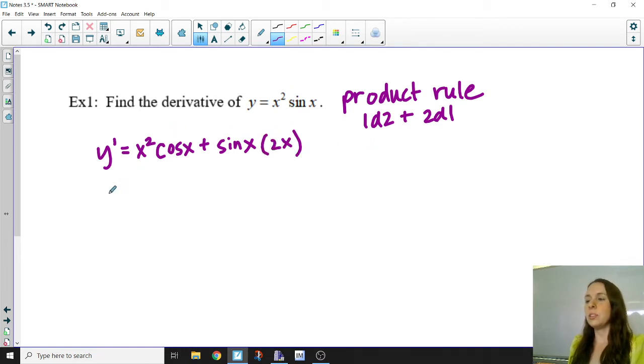Now, we're not going to do anything more with that, except usually if you have something like this, you would have the 2x in front of the sign. That's not absolutely necessary, but it does kind of make it look a little bit better.